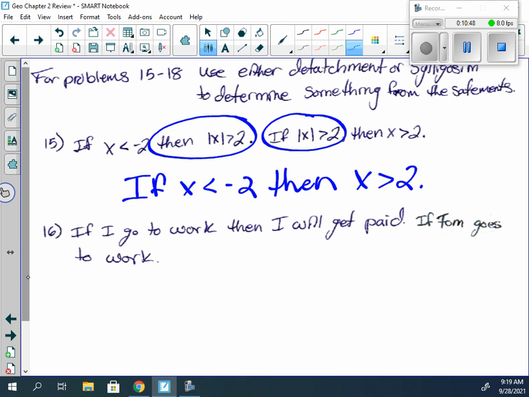Now, realistically, this new statement doesn't make any sense, but the law of syllogism says that we take two true statements and make a new statement from them. We can use the law of syllogism as long as an if and a then match. If an if and a then match, then we can use the law of syllogism.